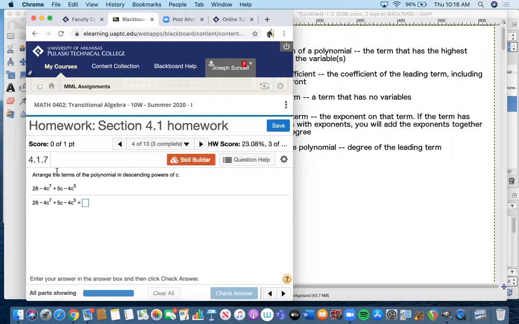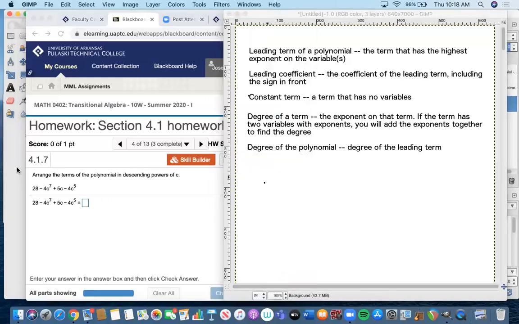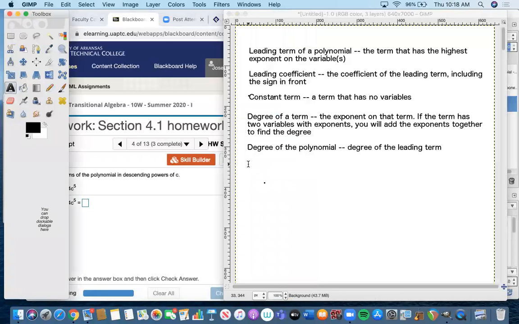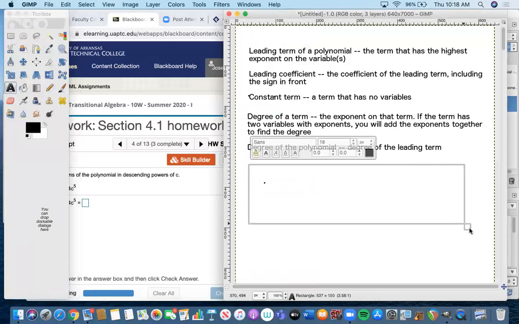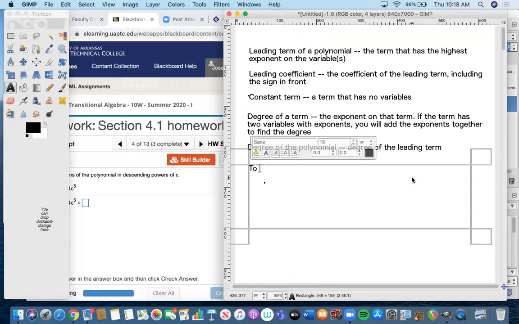All right, so now we are moving to a different type of question. So let me show you now. Descending order, descending powers. This is another vocabulary thing. So let me write this down. To arrange a polynomial in descending powers of some variable, in this case, it's c.